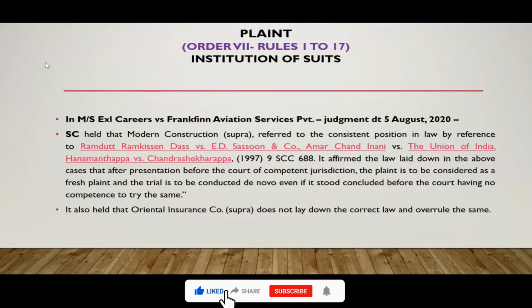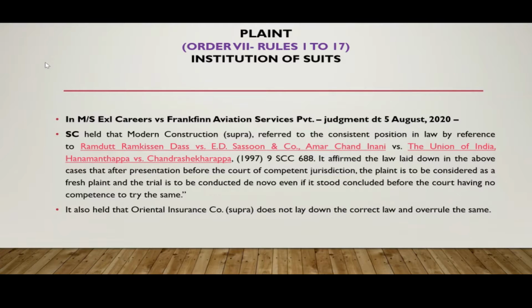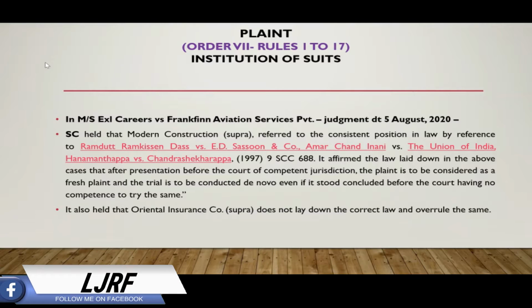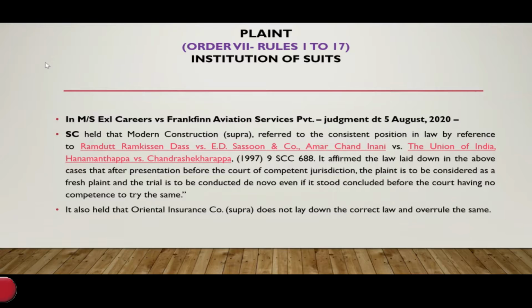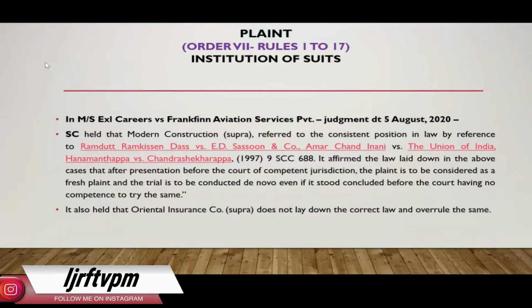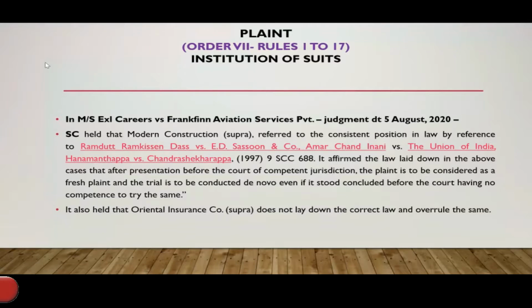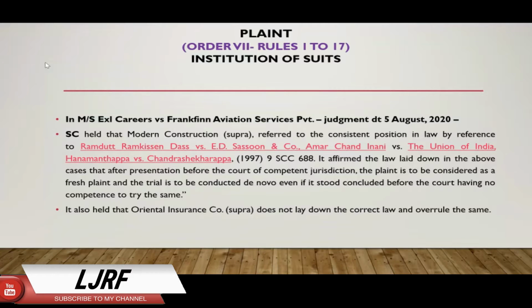Last time after the class, I had a discussion with somebody regarding the class. They told me that it would be better if I explain about de novo trial, because what the Supreme Court told about return of plaint is, once the court returns the plaint, it has to be filed before the proper forum, that we know. But at the same time, the Supreme Court has affirmed that after returning of the plaint, when the party files it before the proper forum, the trial starts from the beginning, not from the stage where it was left off in the earlier court. So that is called a de novo trial.